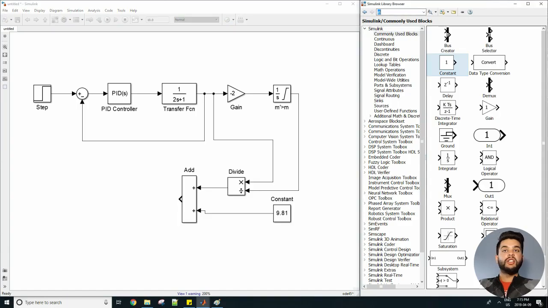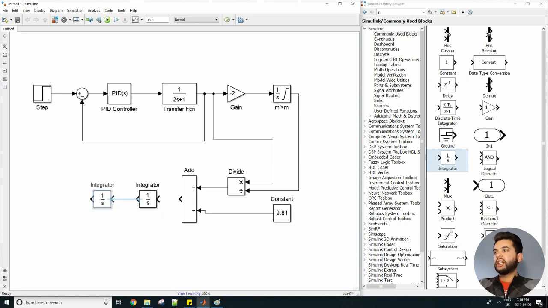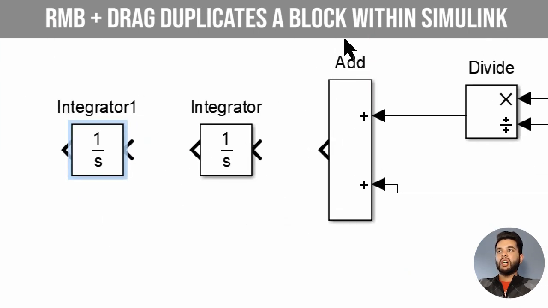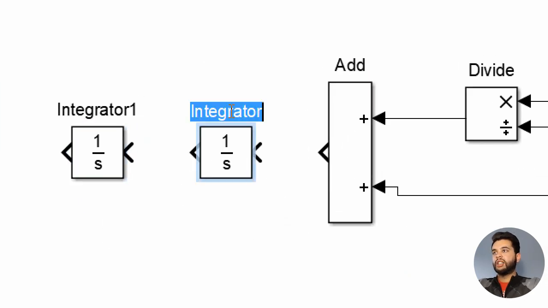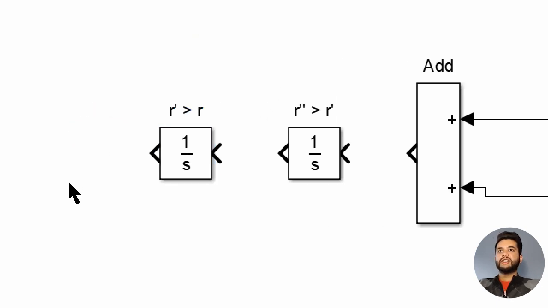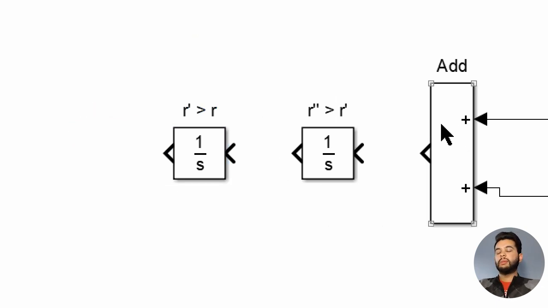Okay, so now we need some more integrations. So let's drag in a couple more integrations. I say a couple because we need r from r double dot. To copy a block, just right click and drag it. So what's this going to do? We have r double dot here. This block will do r double dot to r dot. And then this block over here will do r dot to r. If we drag in another block, it'll assume that this is equal to r triple dot. So keep that in mind.